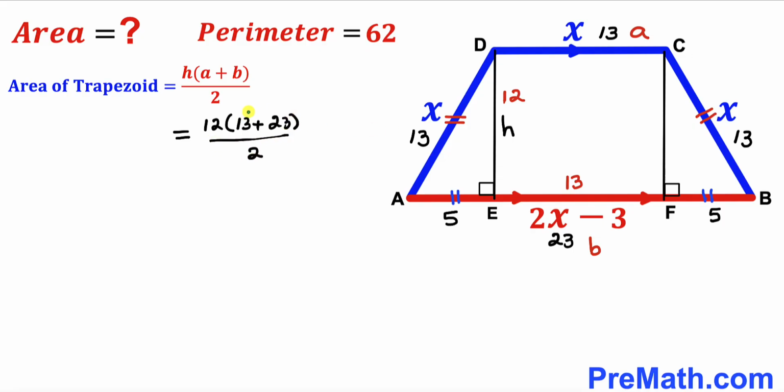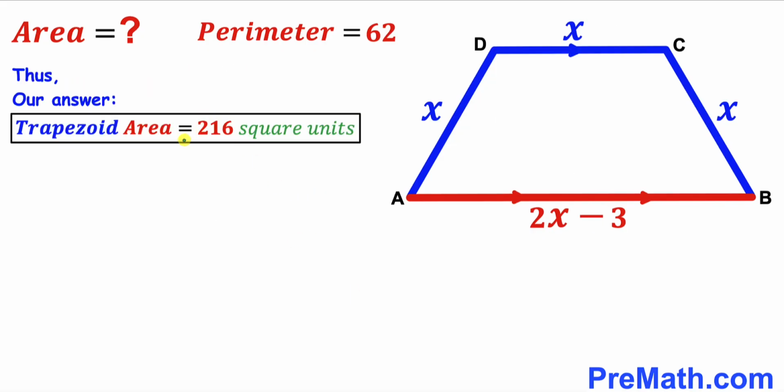Inside the parentheses, 13 and 23 give us 36, and at the very same time 12 divided by 2 gives us 6. So we end up with 6 times 36, and if we multiply, that is going to give us 216 square units, the area of this trapezoid ABCD. So the area of this trapezoid ABCD turns out to be 216 square units, and that's our final answer.